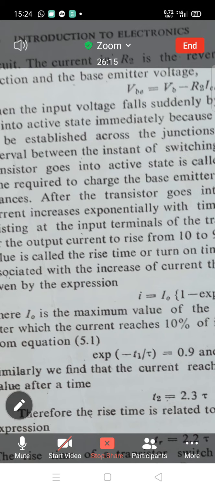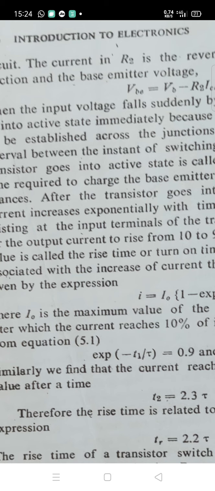When the input voltage falls suddenly by Vi, the transistor does not go into active state immediately because proper bias voltage has to be established across the junction of the transistor. The time interval between the instant of switching on and the instant the transistor goes into active state is called the delay time. It is the time required to charge the base emitter and base collector capacitances.